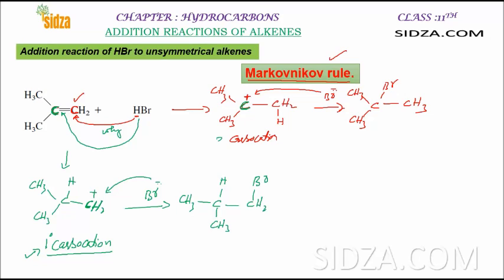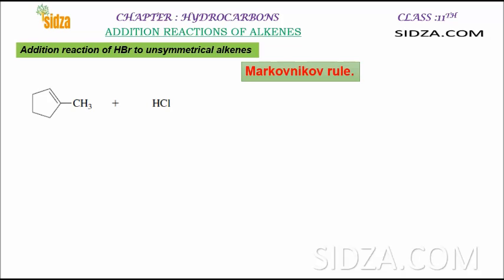This is a 3 degree carbocation, and we know the order of stability of carbocations: tertiary is more stable than secondary, which is more stable than primary. Therefore the reaction always follows the more stable reaction intermediate. Take another example. Again we have an asymmetrical alkene. We have these two carbon atoms.